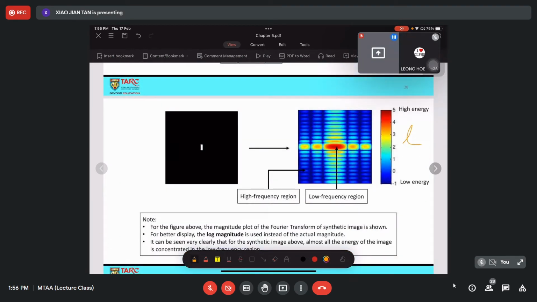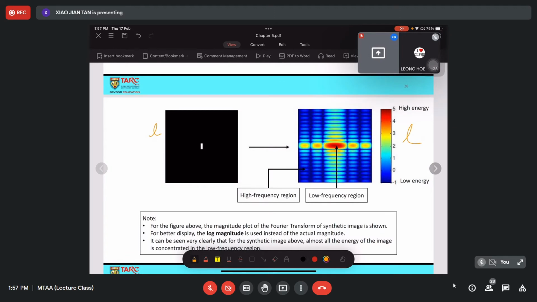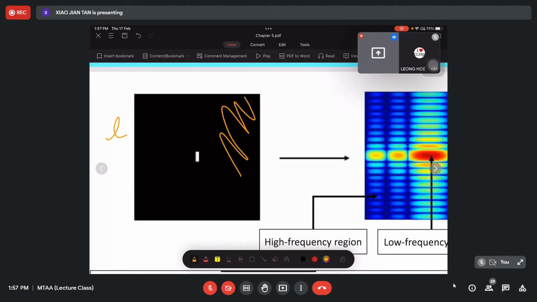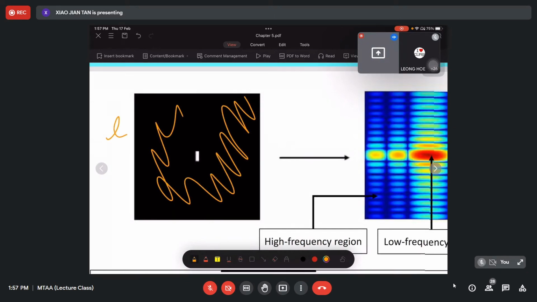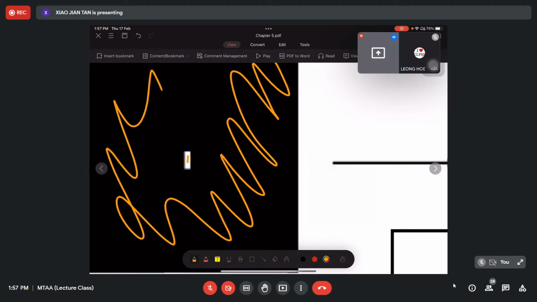Let's say this is our input image, whereby you have a white dot at the center, and the rest of the background is black. Of course, you would have low frequency information. Although this is very simple, the low frequency information would be all the black pixels and all the white pixels within this strip. What is the high frequency information?